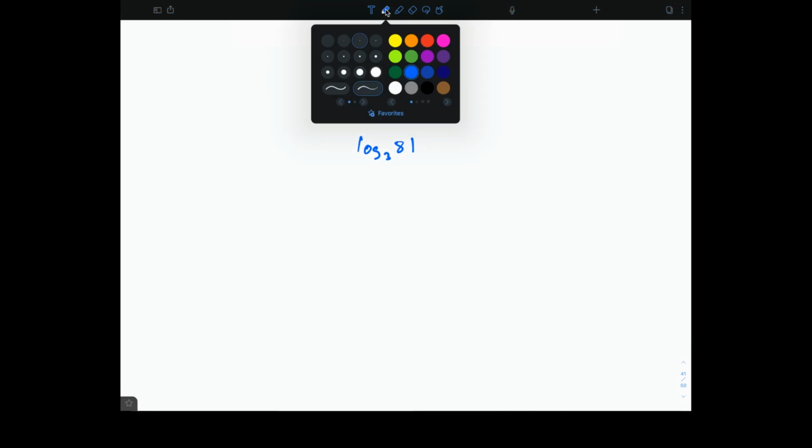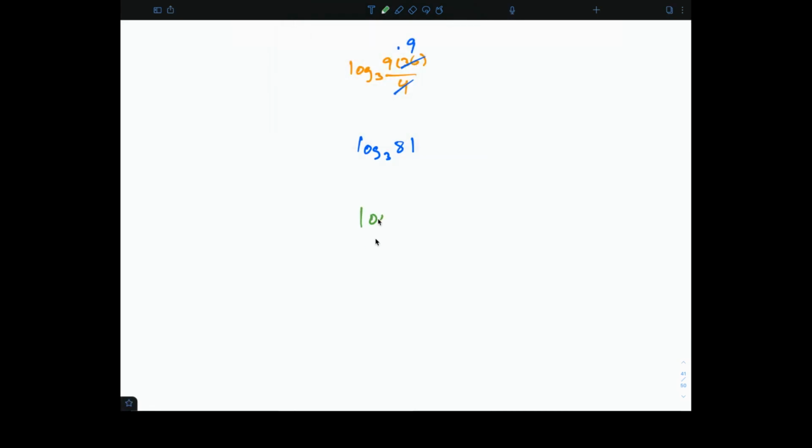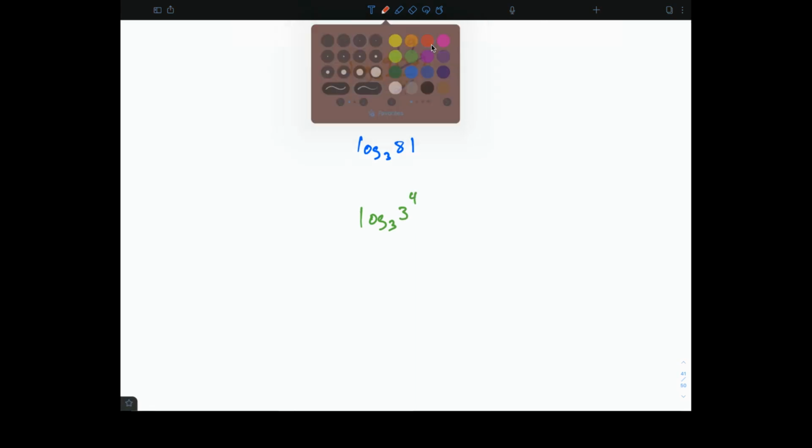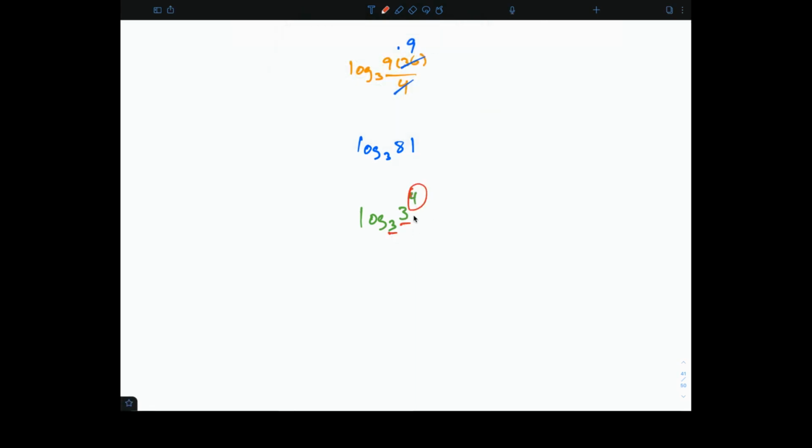So you're either typing this into Desmos, or you're just multiplying by 3s and seeing how many 3s gives me 81. It's going to be 3 to the 4th. And why do I want to write it like this? Because if these two match up, it's just the exponent. And the answer is 4.